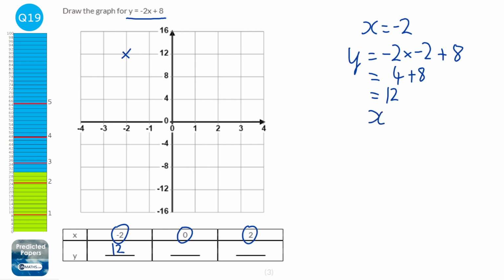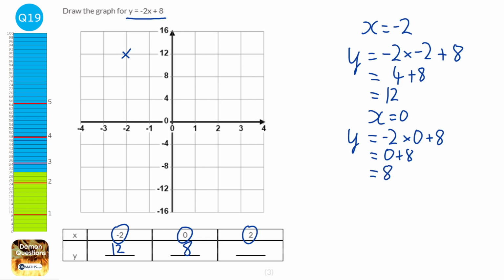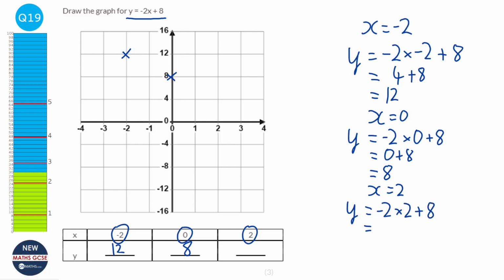Then we're going to put in x equals 0. So it's going to be y equals minus 2 times 0 plus 8. Anything times 0 is just 0, so it's just going to be 0 plus 8, or just 8. So it's going to be 0, 8 will be our next coordinate. And then finally we've got x equals 2. So it's going to be y equals minus 2 times 2 plus 8. Minus 2 times 2 is going to be minus 4. And minus 4 plus 8, which is the same as 8 take away 4, so that's going to be 4. So at 2 it's going to be 4.